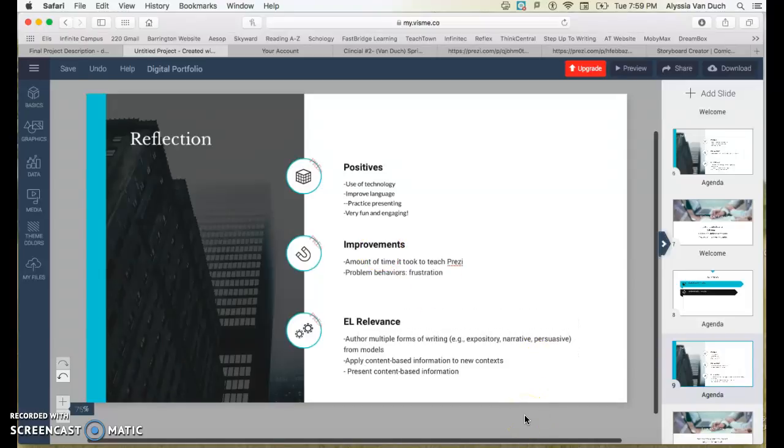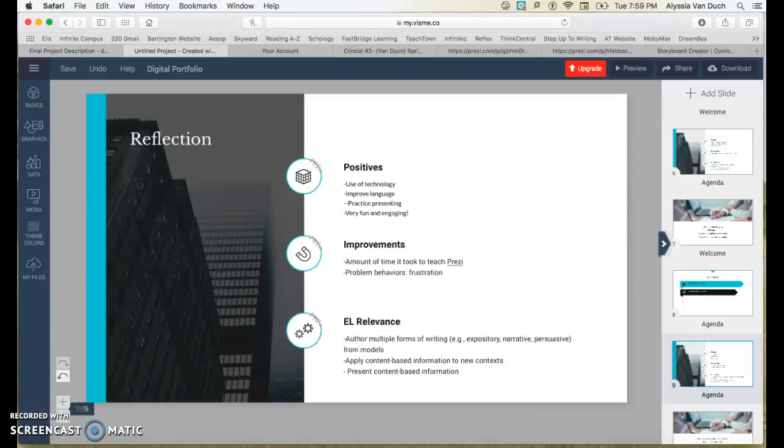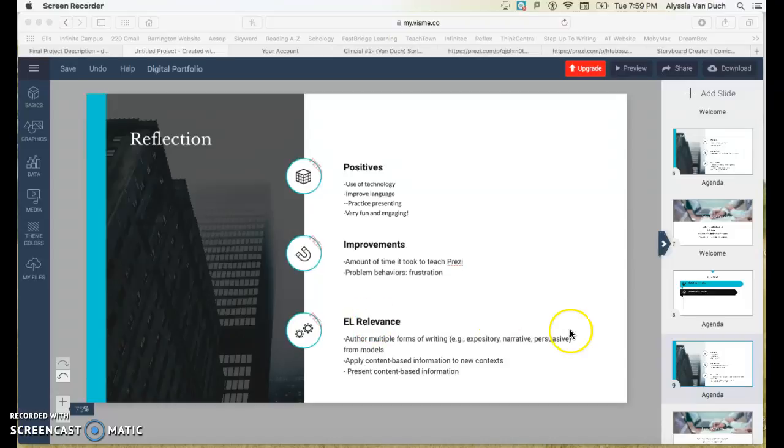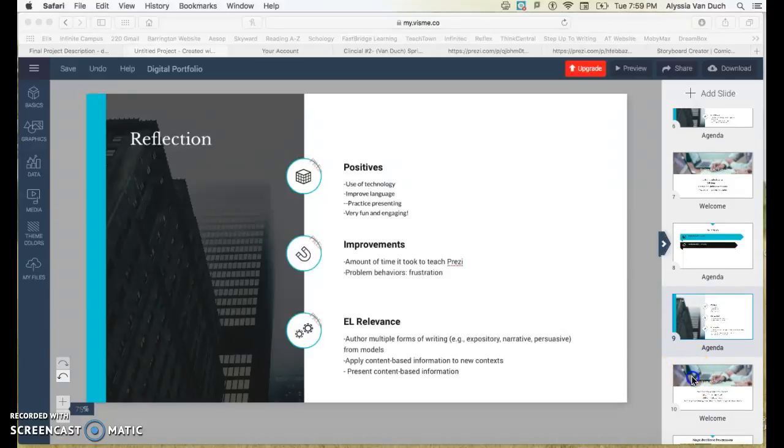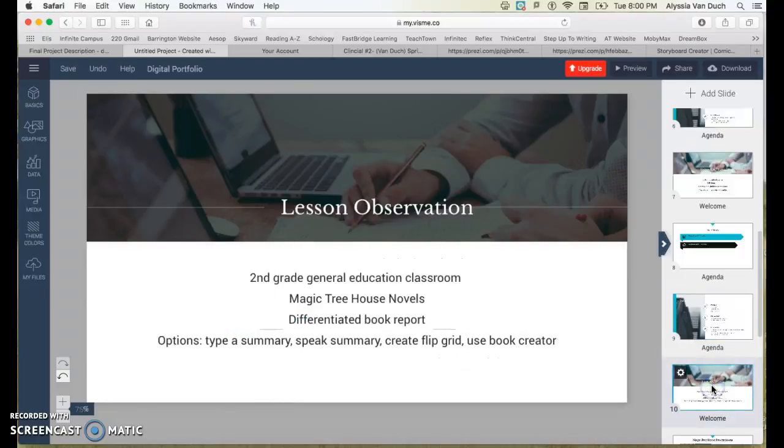And then some of the EL relevances was that they had to practice multiple forms of writing. So instead of just using a narrative or persuasive, now they had to practice poetry. They had to apply content-based information to new contexts. And then they also had to present content-based information. So overall, I really enjoyed teaching them and having the students practice. I thought it was really beneficial, and I really want to do it again in the future.